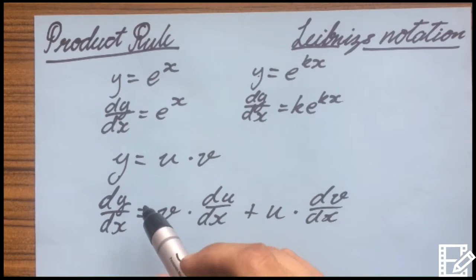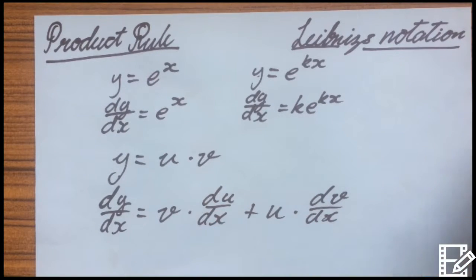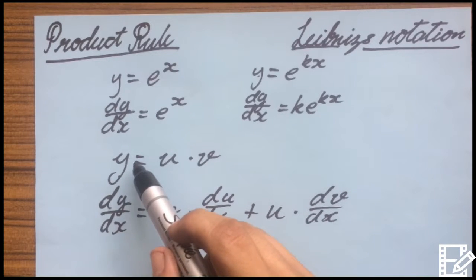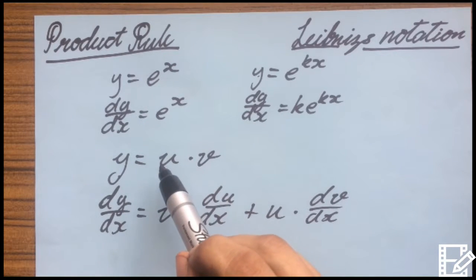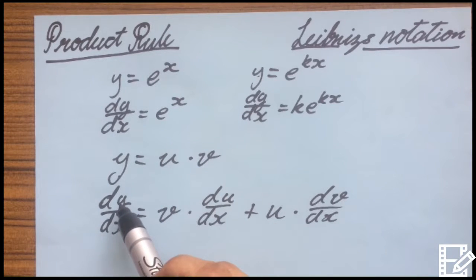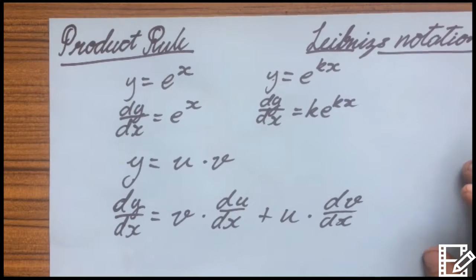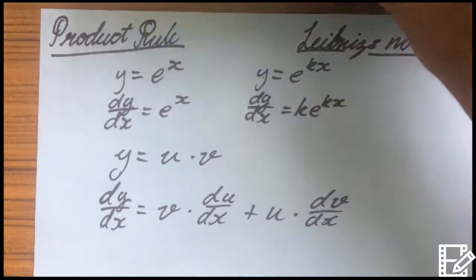And over here is just the product rule. If you've seen my other videos, you would know what this is. It's just y, a function, and within this function you have two functions. We call them u and v. When you derive y, you get v times the derivative of u plus u times the derivative of v. So, let's do some examples.